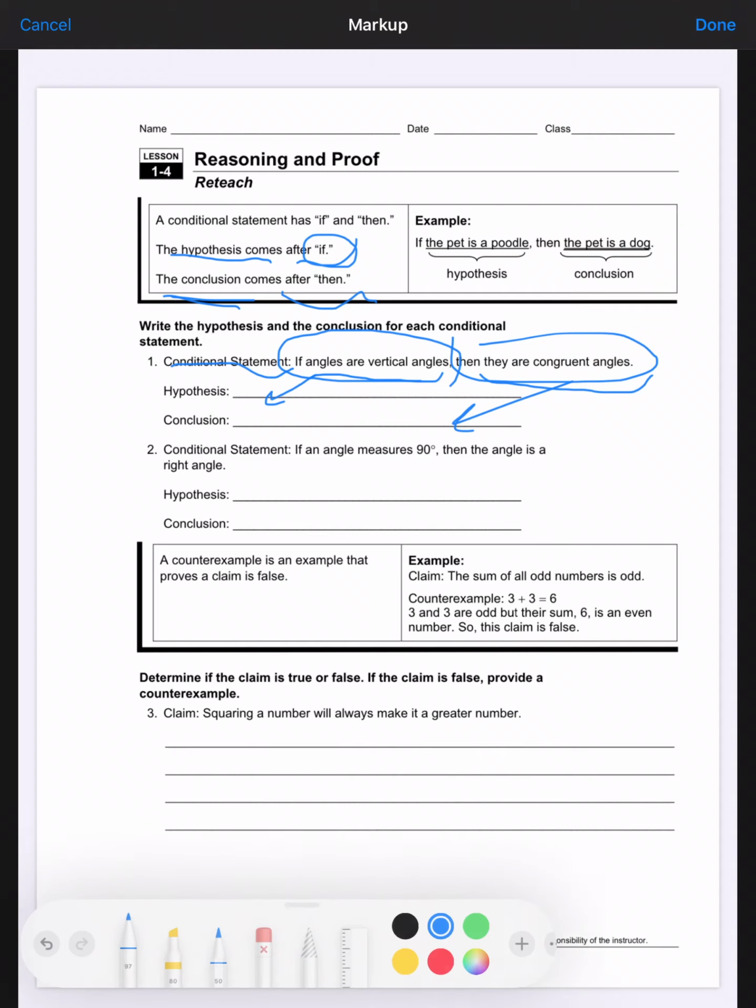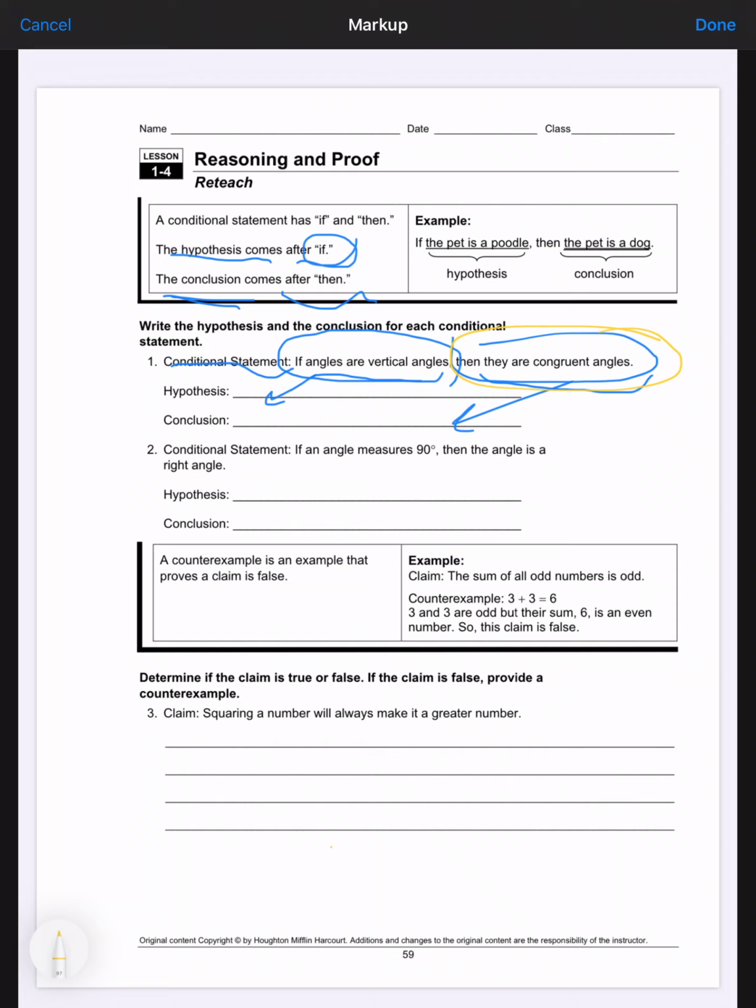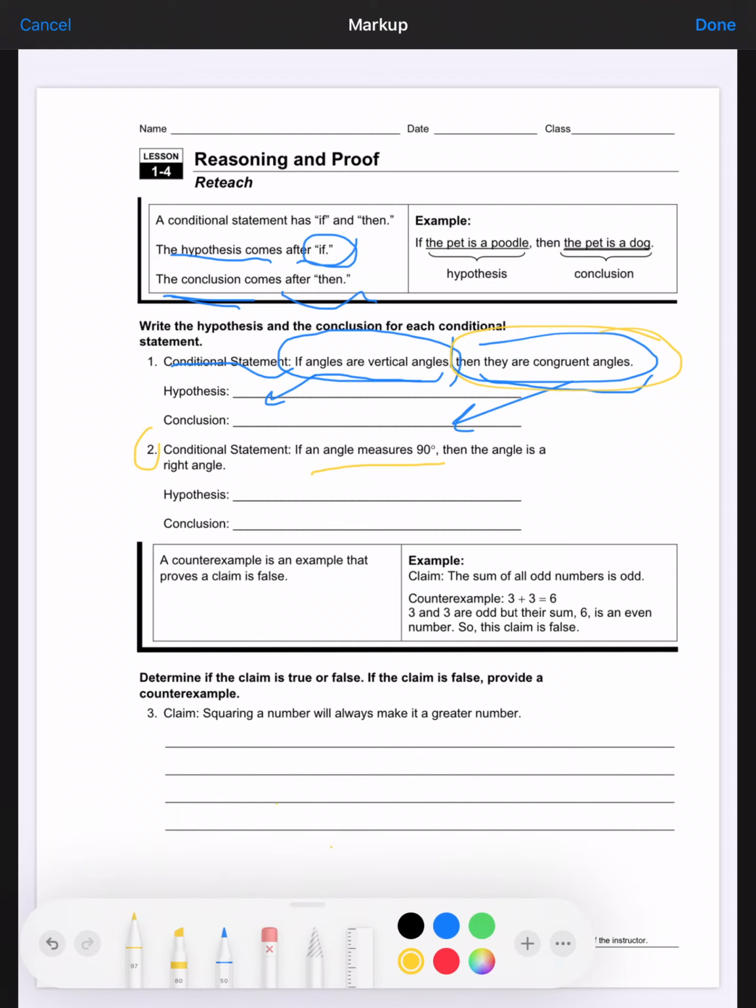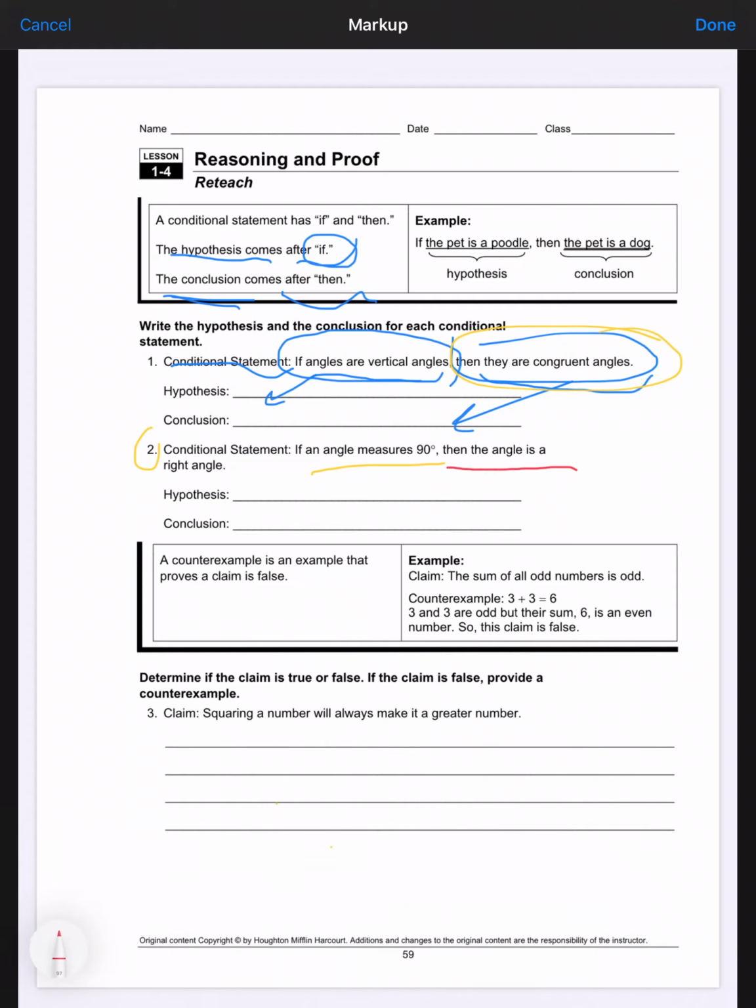I circle it in a different color. Here, number 2, conditional statement. If an angle measures 90, then, let's say, then the angle is a right angle. So this is the hypothesis, and here the then clause is the conclusion.